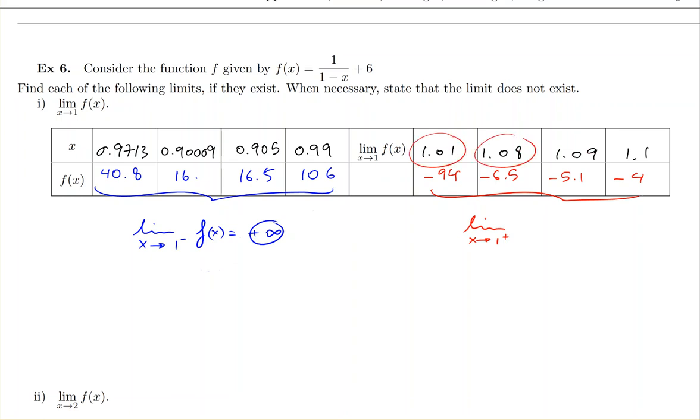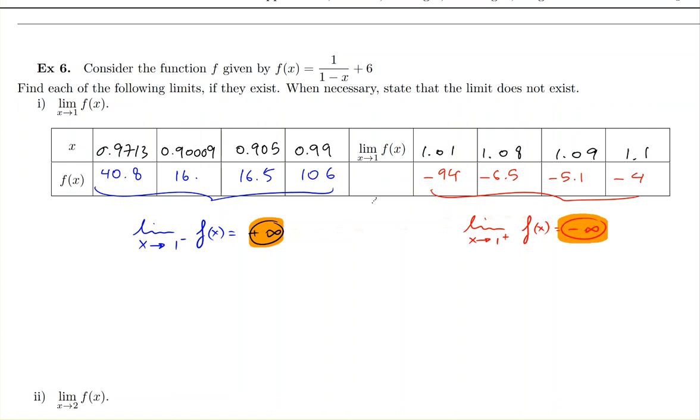If I pick one of those guys and plug it into the function f of x, the answer that I'm gonna get, in general, looks like a negative infinity answer. The closer you are to 1, the lower the curve is going to be. Now this is a problem because the left limit and the right limit are not matching.